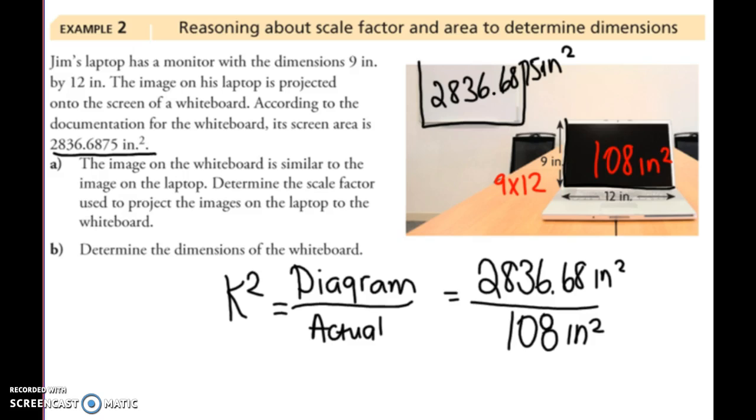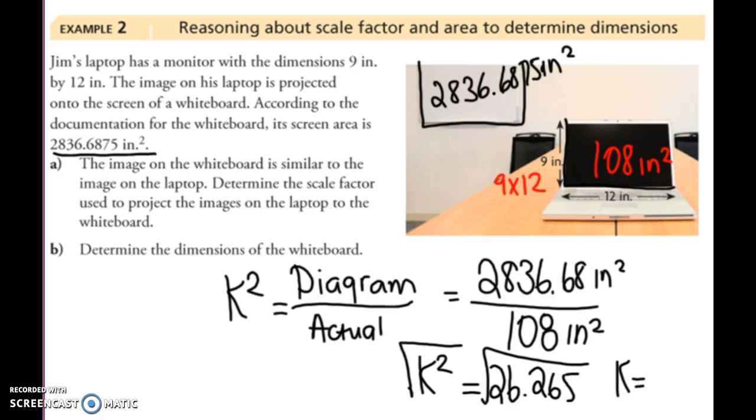So if we divide these two, we should end up with k squared is equal to 26.265. Now, we don't want to know what the scale factor squared is, we want to know what the actual scale factor is. So you square root your answer, and you will end up with k is equal to 5.125. So our scale factor, meaning the projected screen is 5.125 times larger than the laptop screen.